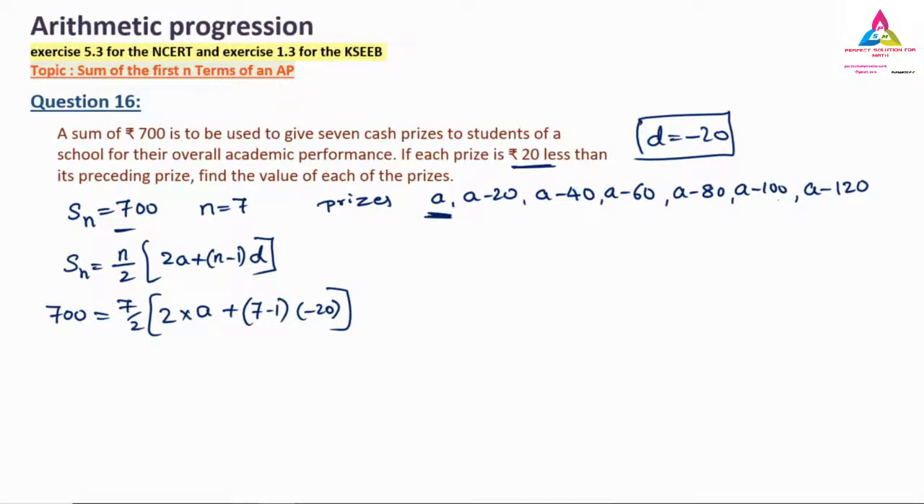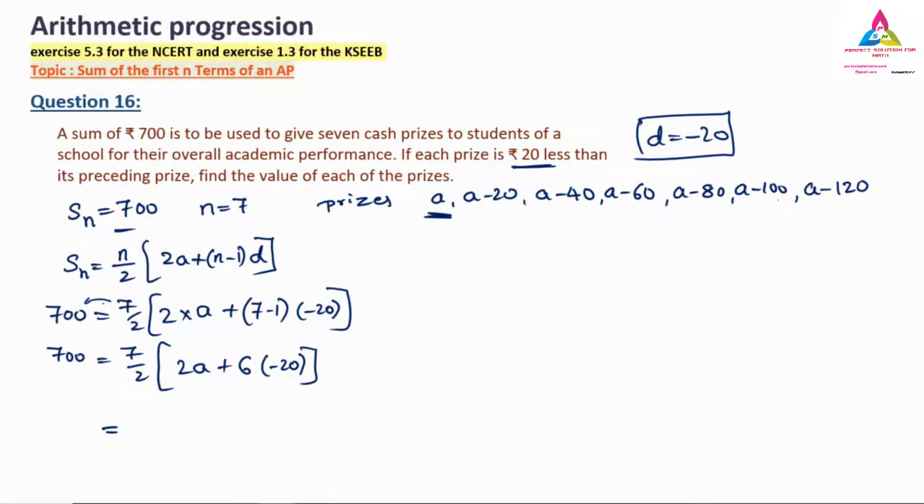Now again we can't cancel the 7 and 2. Write down 700 is equal to 7 by 2 as it is, or you can shift the 7 by 2 to this side also. If you want, you can shift it now, otherwise you can keep it as it is. Next, 2 into a is 2a, plus 7 minus 1 is 6, and next we have in a bracket minus 20. I will write it as it is.